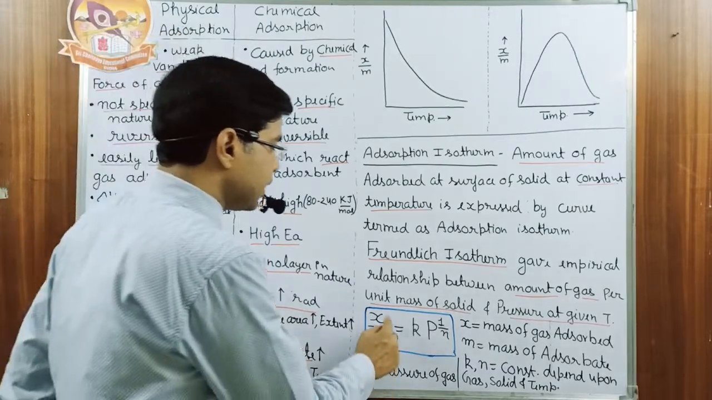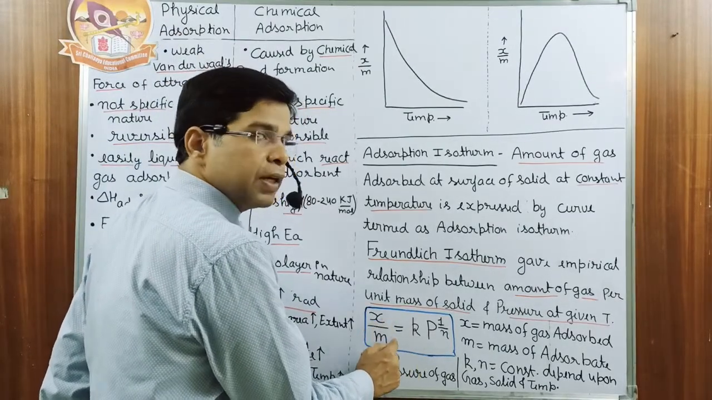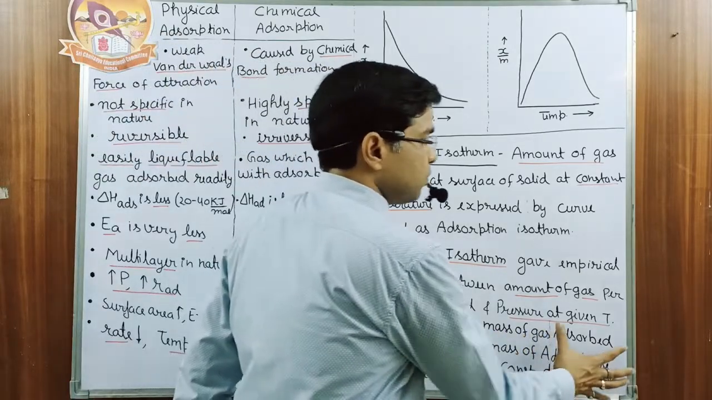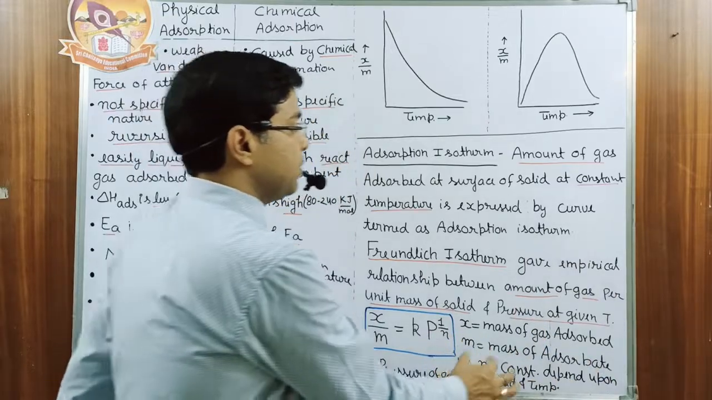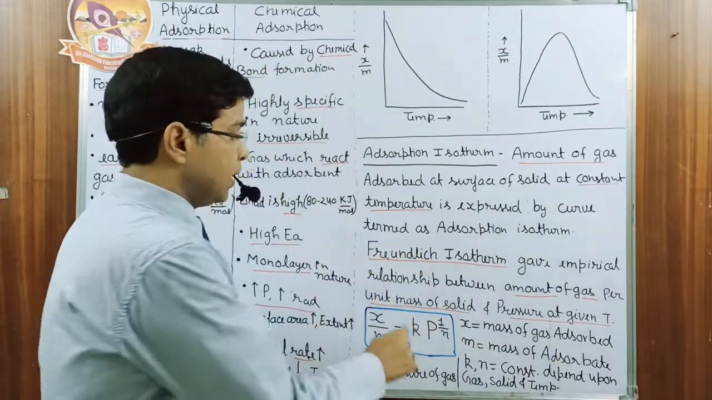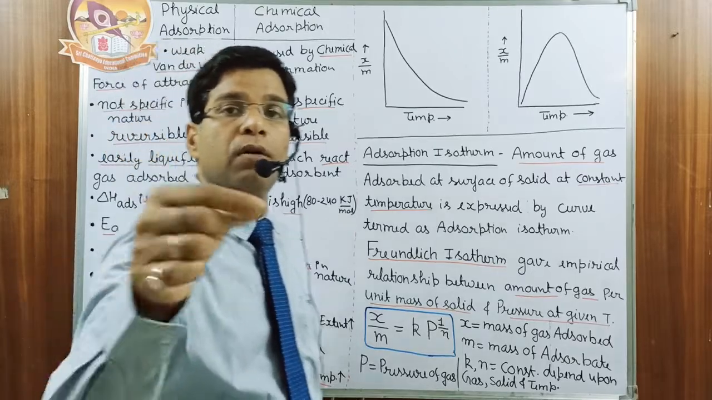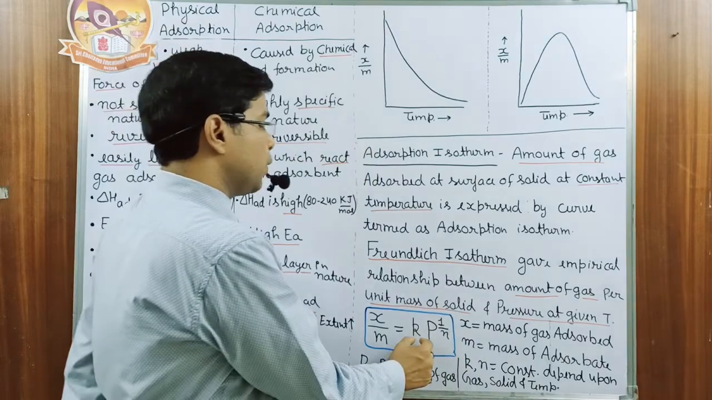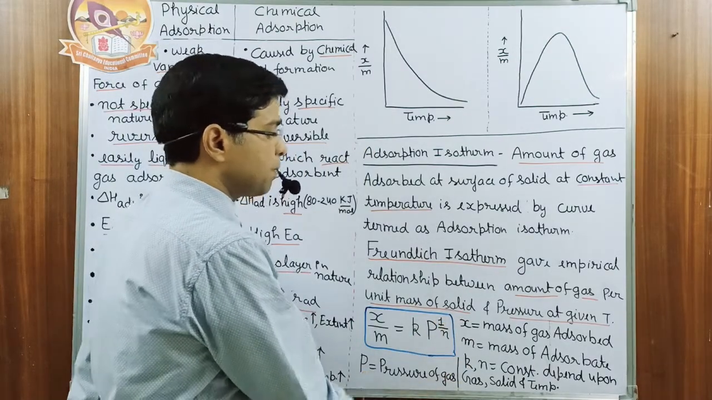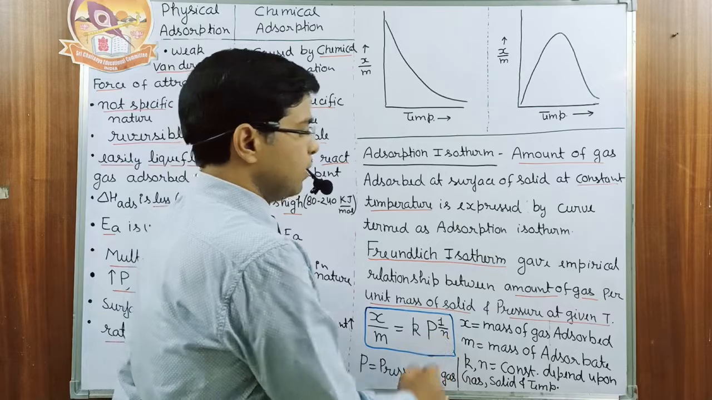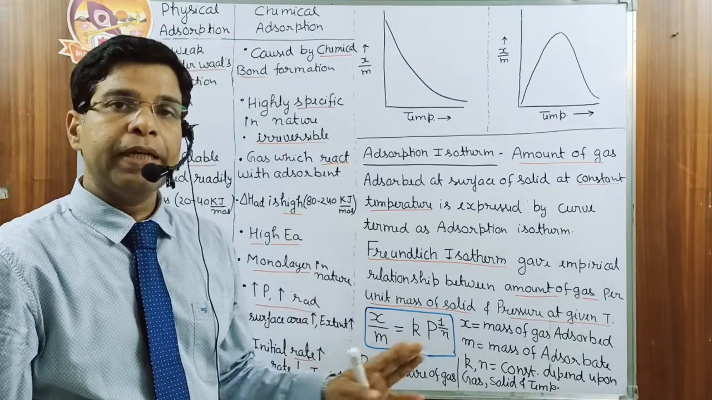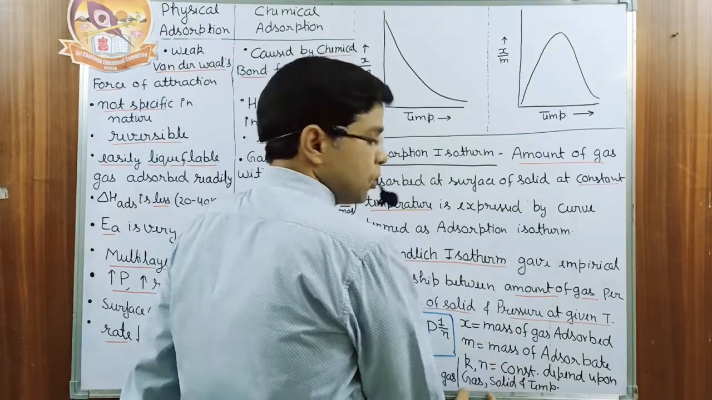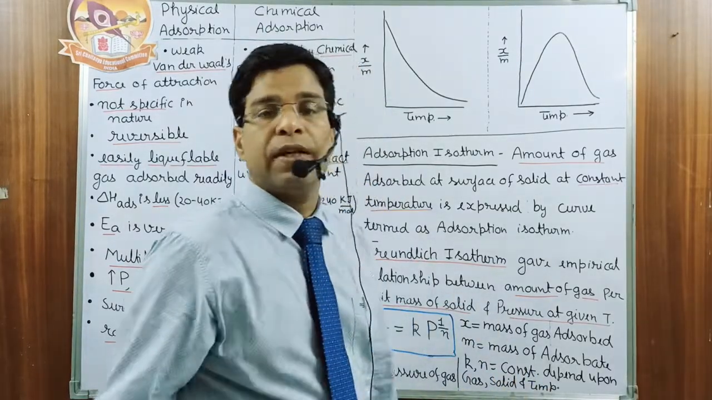What is that? x by m is equal to k p power 1 upon n. Here x is the mass of the gas adsorbed, m is the mass of the adsorbent, then x by m represents the mass of the gas adsorbed per gram of the adsorbent, and it is equal to k p power 1 upon n, where p is the pressure of the gas. k and n are constants, and the values of these constants depend upon the nature of the gas, nature of the solid, as well as the temperature.